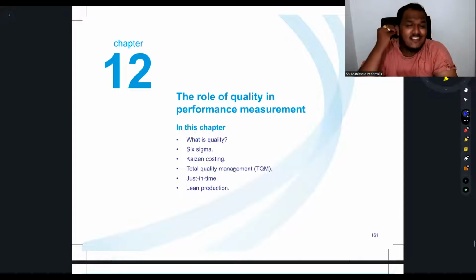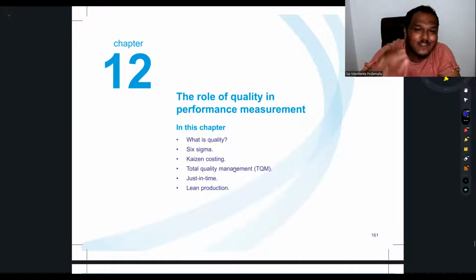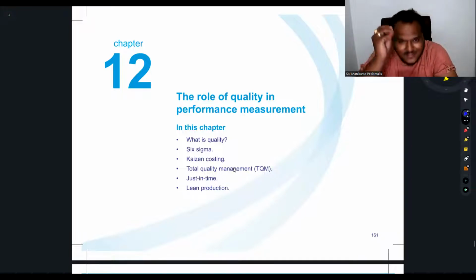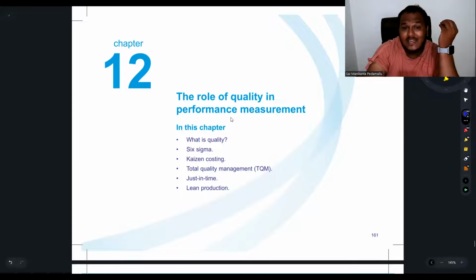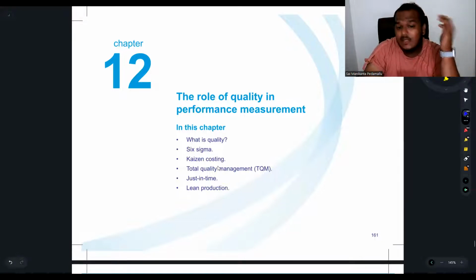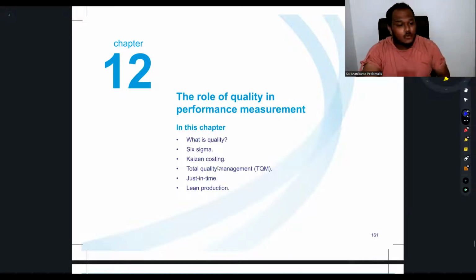ACCA, this is a very genuine request from my side to the ACCA exam paper setter. Please test more topics from chapter number 12 of Kaplan. Please test from Six Sigma, Kaizen costing, total quality management, just in time, lean production. Test more. Give more practical examples to the students. These are such lovely concepts that are left at a theoretical level for you guys. You will not see questions on these topics in the examination.